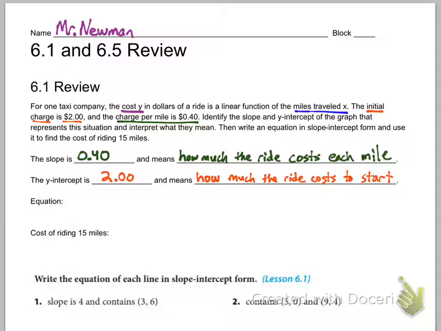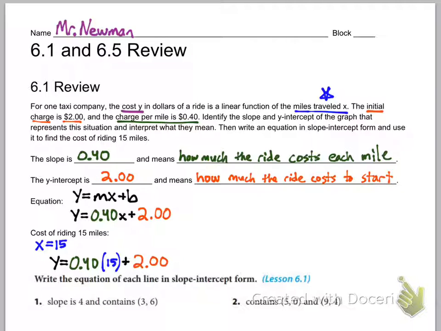For our equation, we remember that y equals mx plus b is the slope-intercept form. Since I know slope and I know the y-intercept, I just put 0.4 instead of m, and instead of b, I'm going to put 2, because that's the y-intercept. So for the cost of riding 15 miles, we remember that miles traveled is x. So that means that 15 is x, plug that in and you get $6 plus $2, or $8.